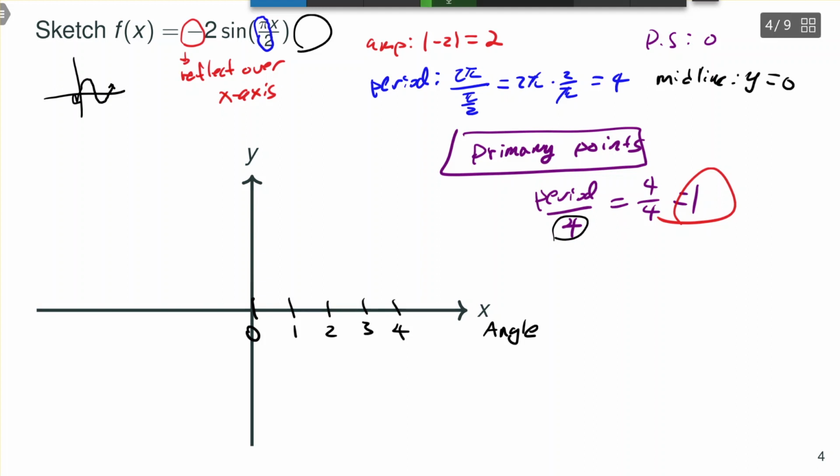Then the amplitude for this graph goes up to 2, goes down to 2. It starts at 0. Since sine starts at 0, we have 0 at 0. And we follow this shape. So this right here, again, it's important to draw an arrow because the graph repeats. It's actually incorrect to not draw an arrow. Okay. So this right here is just 2 sine pi over 2 x.